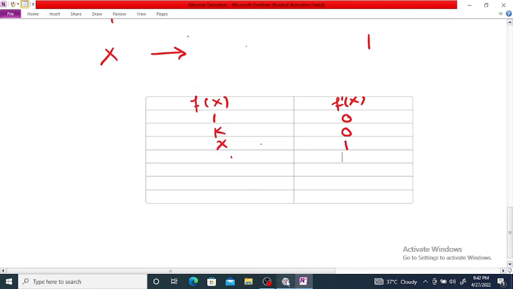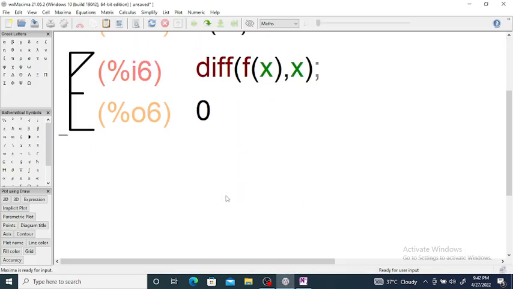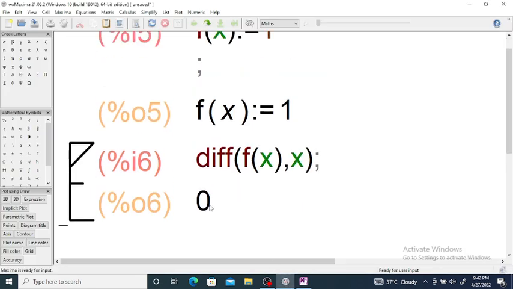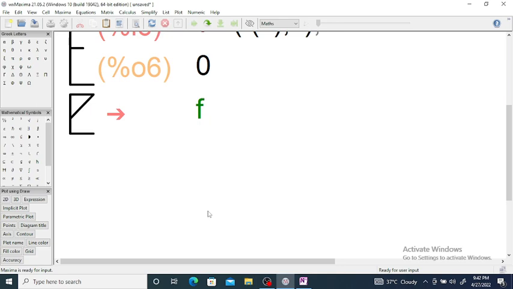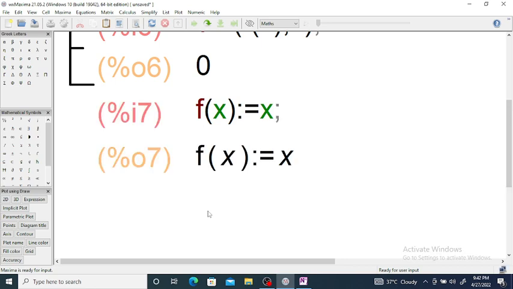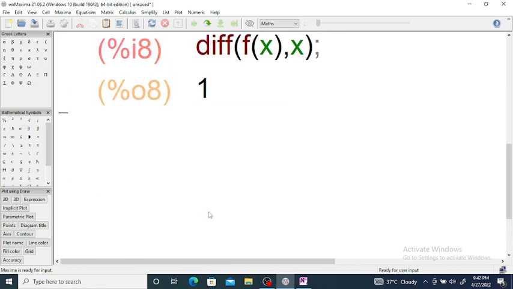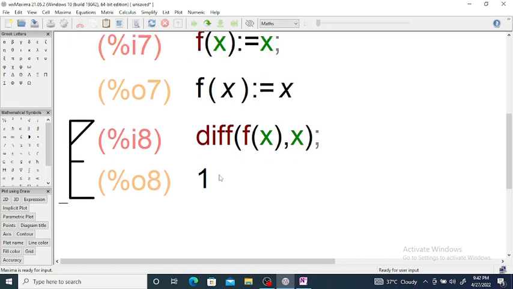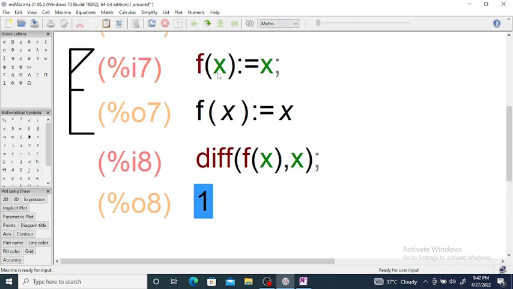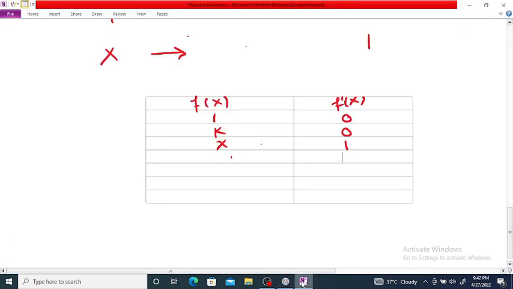Again, in Maxima you can check here: f of x is equal to x, and if we write differentiation of f of x in the variable x, you can check the derivative is equal to 1. So if f of x is equal to x, then its derivative is equal to 1.